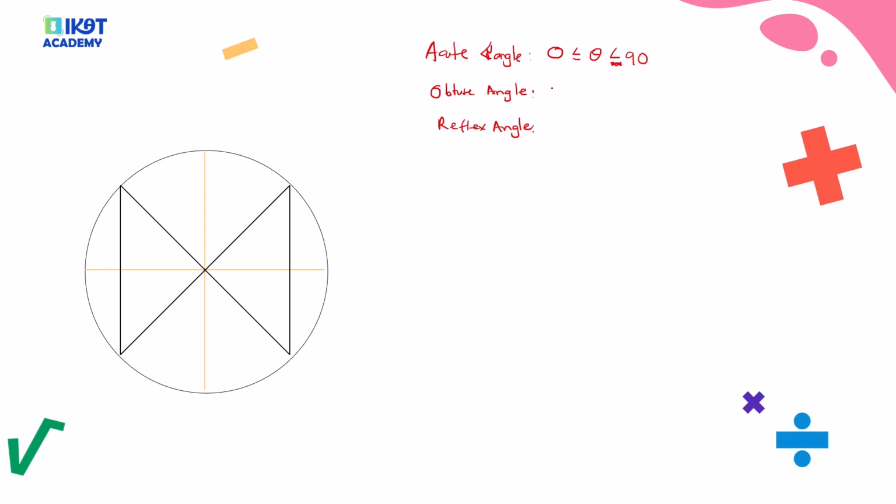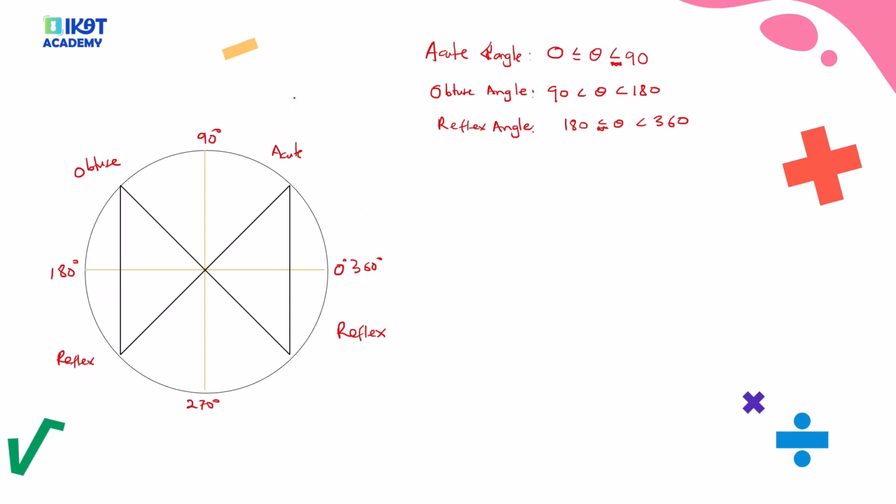Now we have obtuse. Obtuse is between 90 and 180. Reflex is between 180 and 360. So these are the different angles represented here. This is 0, 90 degrees, 180 degrees, 270 degrees, 360 degrees. So this is acute because it is between 0 and 90, this is obtuse, and this is reflex. This is also reflex.